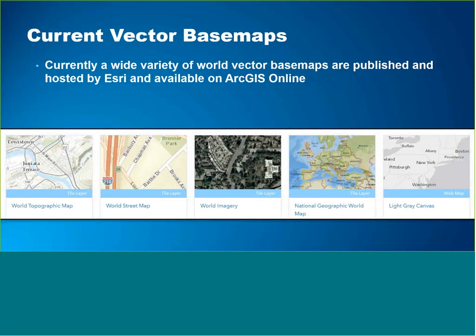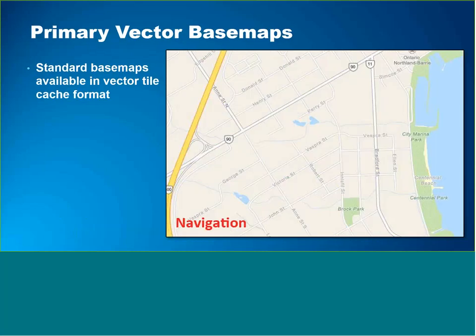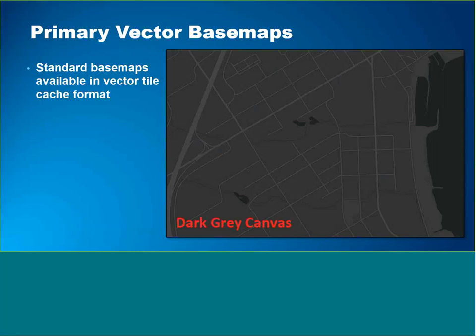So current vector-based maps. For those of you who use ArcGIS Online regularly, or even ArcMap or ArcPro, you'll know that there are a number of different base maps that you can select from. A lot of these are already familiar to you. So the World Topographic Street Map, the imagery, the National Geographic map. So these are all available both in raster format and in vector format. So that's nothing new, or shouldn't be new to you.